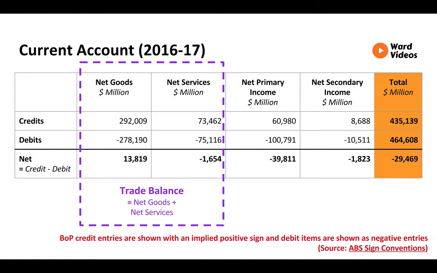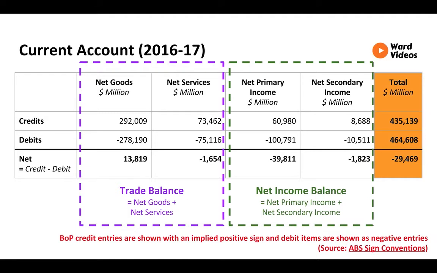The final category is secondary income. This is income with no return. Huh? You ask? These are things like insurance claims, pension, and aid for food. A credit would be a pension paid from the UK government to an Australian resident, while a debit would be a foreign aid for food from the Australian government to PNG. So income with no return, unlike the primary income. We call the sum of net primary income and net secondary income the net income balance.